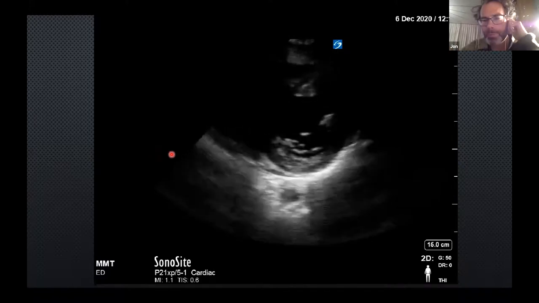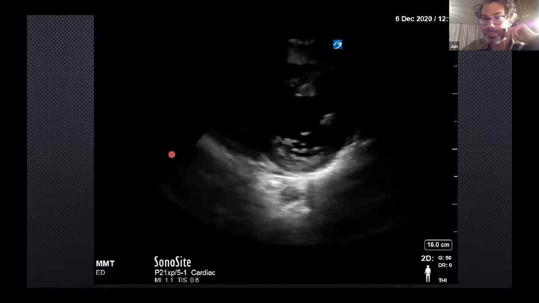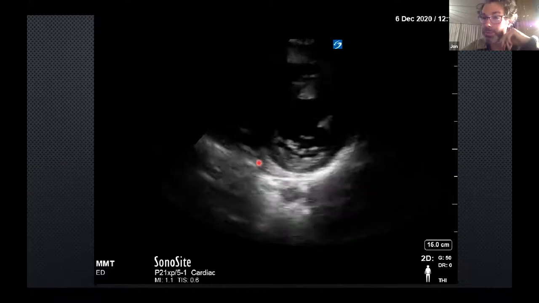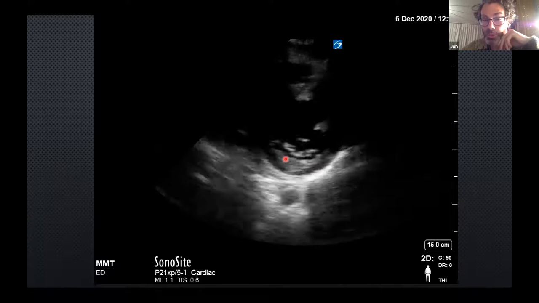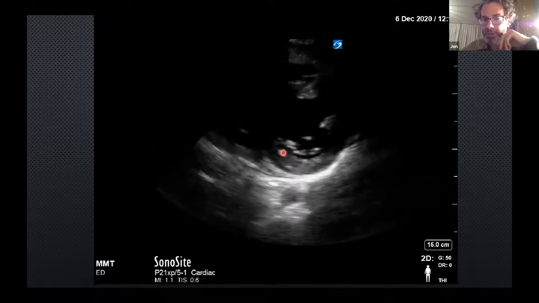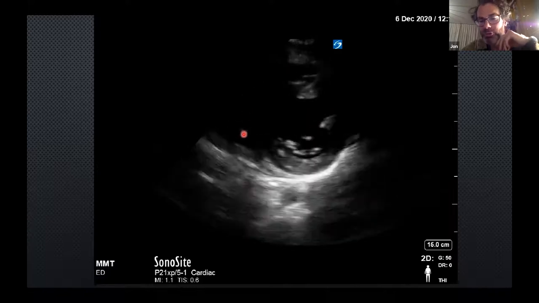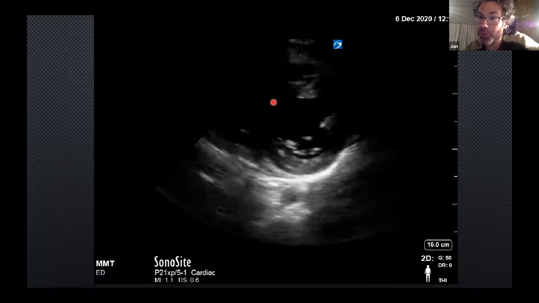My professor from Teesside, Bob Jarman, calls this the pastry view. I don't know if he's used that one on you yet, Matt, but he relates everything to food. So here we've got a cross section through the LV, which should be nice and round like a donut. And then the RV should be rounded around it like a croissant. So the donut and the croissant view.